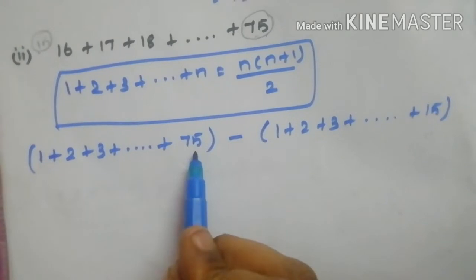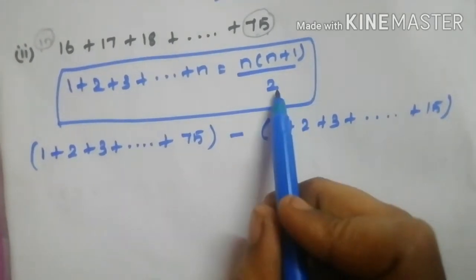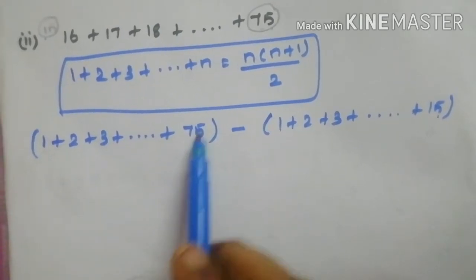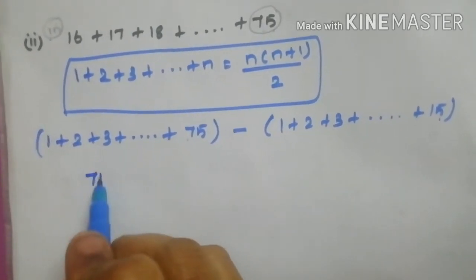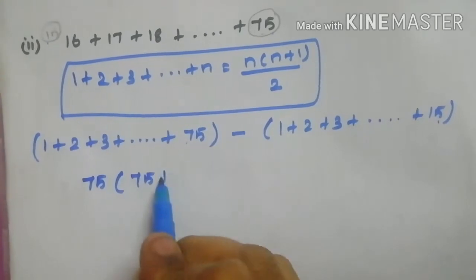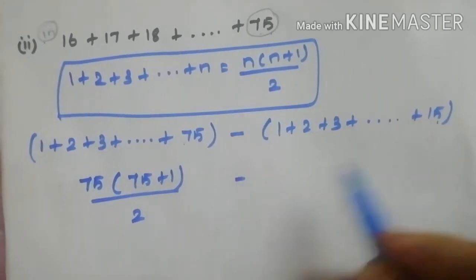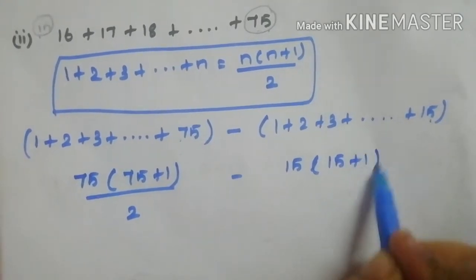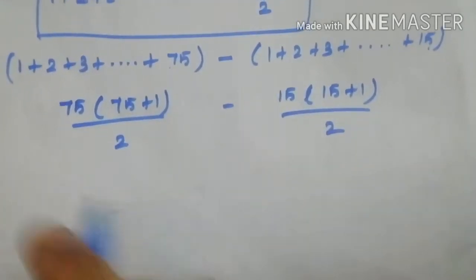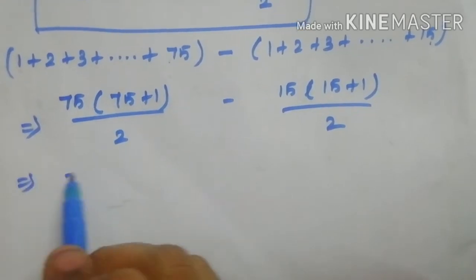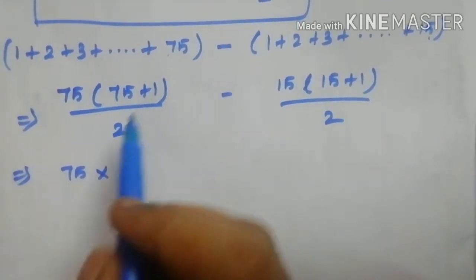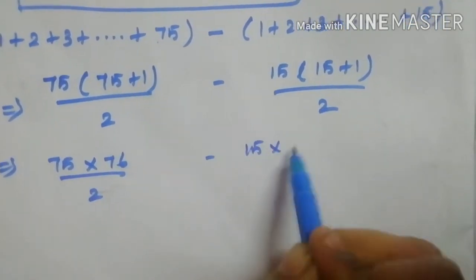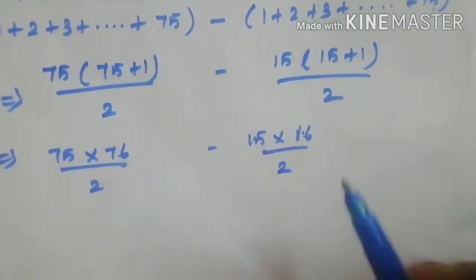Here we apply the formula n into n plus 1 by 2. Here also we apply the formula n into n plus 1 by 2. Instead of n we substitute 75. So 75 into 75 plus 1 by 2, minus 15 into 15 plus 1 by 2. Here 75 into 75 plus 1, we have 76, by 2, minus 15 into 16 by 2.